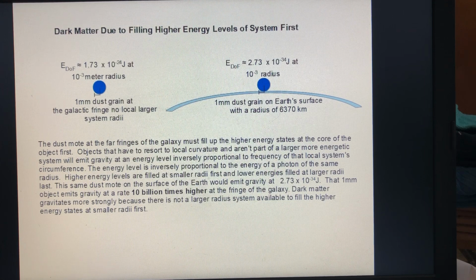This same dust mote on the surface of Earth would emit gravity at 2.3 times 10 to the negative 34 joules. That 1 millimeter object emits gravity at a rate 10 billion times higher at the fringe of a galaxy. Dark matter gravitates more strongly because there is not a larger radius system available to fill the higher energy states at smaller radii first.